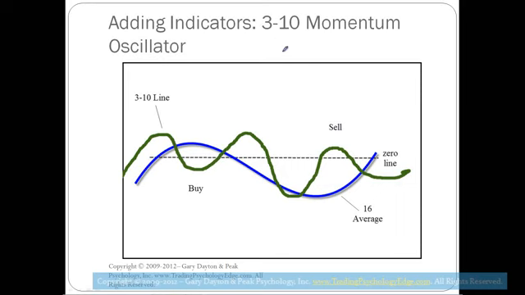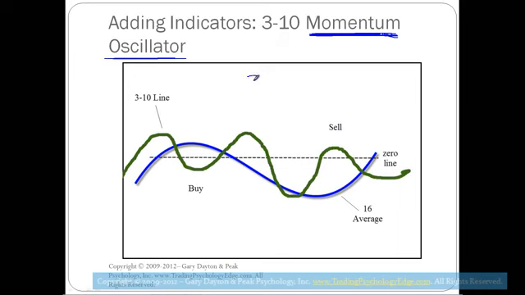All right. What's the 310 momentum oscillator? First thing to know is the name, momentum oscillator. It shows the momentum swings or cycles in the market. That's what this thing is designed to do, nothing else but that. And it does it exceptionally well in a trending environment. I'll show you how that works momentarily.